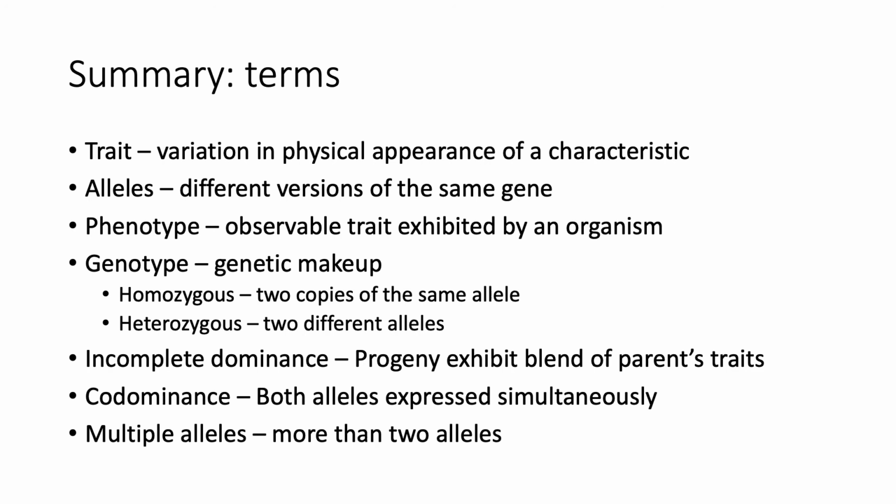Incomplete dominance is when progeny exhibit a blend of parents' traits, like snapdragons. Codominance is when 2 alleles are expressed simultaneously, like the AB blood type, and multiple alleles are when there are more than 2 alleles, like the ABO blood type system.